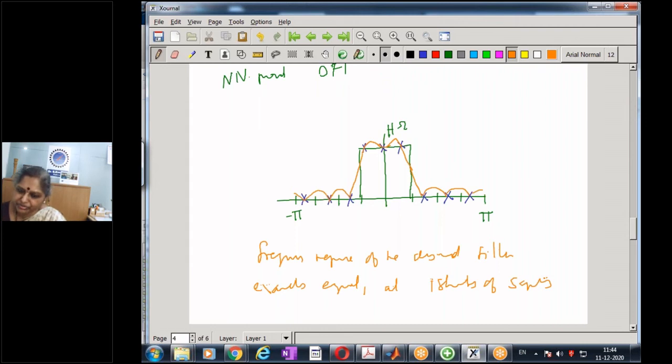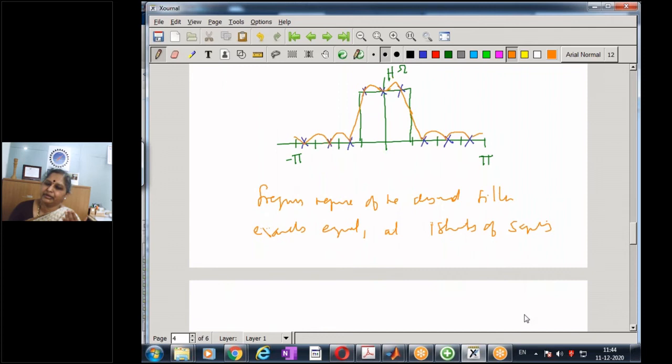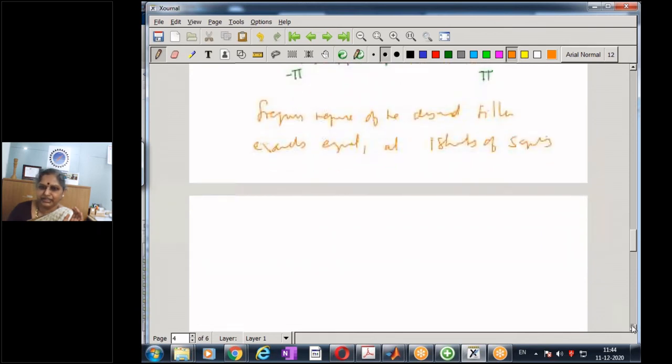So now how do we improve the design? It is very simple. We just have to increase n, and if I increase n, my design is going to be better. So one way of improving the design and having a better representation of our designed filter is to just increase the length of the filter, n.